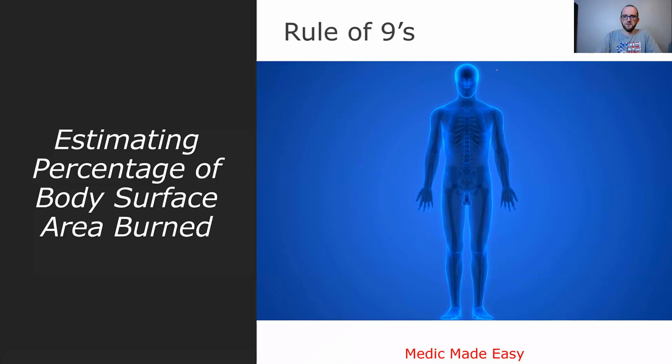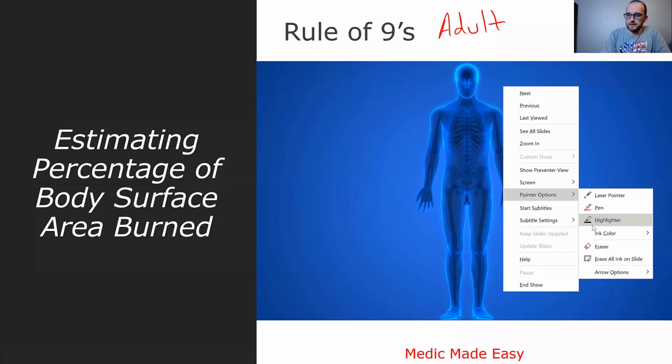All right, rule of 9's though. We're going to do rule of 9's up here for an adult. We'll talk about a pediatric patient later. But rule of 9's, the head, 9%. Change color on here. Red doesn't show up on the blue as well for us. So the head is 9%.